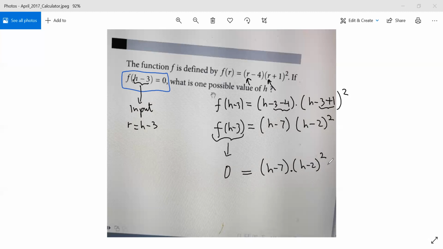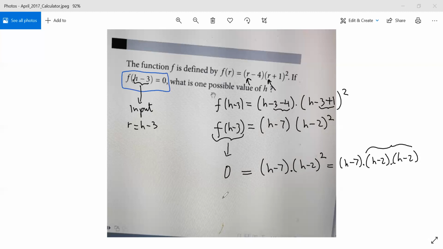And by the way, this is h minus 2 squared, so that's the same as this. So let me just expand this a little bit more. So this is h minus 2 times h minus 2. Squared means you just write 2 copies of h minus 2. Now we have 3 factors, but 2 factors are the same. So we're just going to get one solution there when you set it to 0.